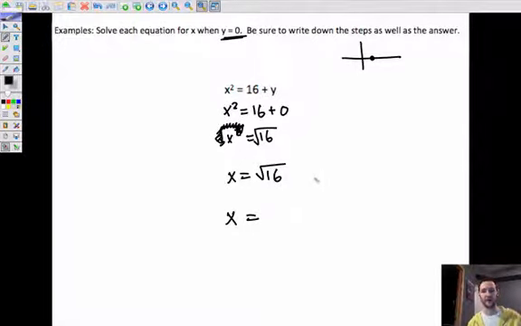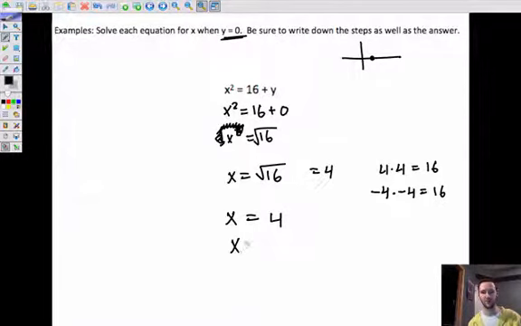Now if you just type in square root of 16 into your calculator, it'll give you 4. But there are actually 2 square roots of 16, because you could have 4 times 4, which equals 16, or you could have negative 4 times negative 4, which equals 16. So there are actually 2 answers to this. X could equal 4, or x could equal negative 4. And if you want to check that, you can plug in 4 and do 4 times 4, you'll get 16. Or negative 4, you'll get 16. That's how you can check your answer.